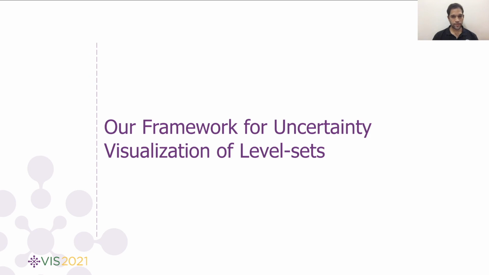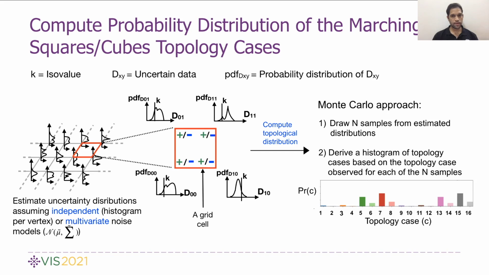Now I will describe our framework for uncertainty visualization of level sets. Initially, we compute the probability distribution of the marching squares or cubes topology cases for each grid cell. For that, we start by estimating uncertainty distribution, assuming independence, for example a histogram at each vertex, or multivariate noise models, for example a multivariate Gaussian distribution, where we estimate the parameters of the Gaussian distribution, that is mean and covariance, based on the observed data. We then consider a single cell of such estimated distribution field and compute its topological distribution.